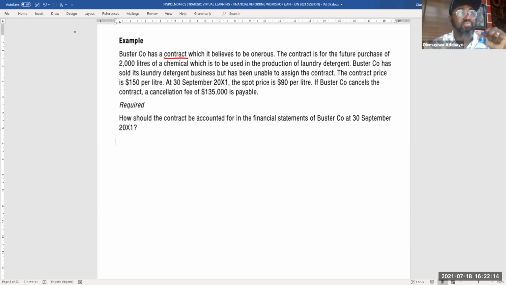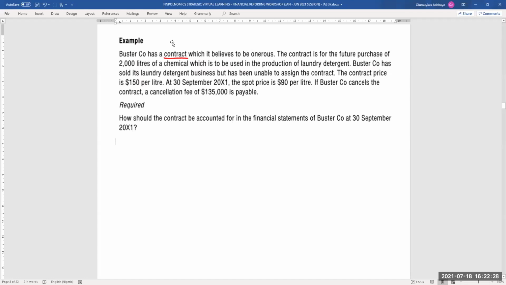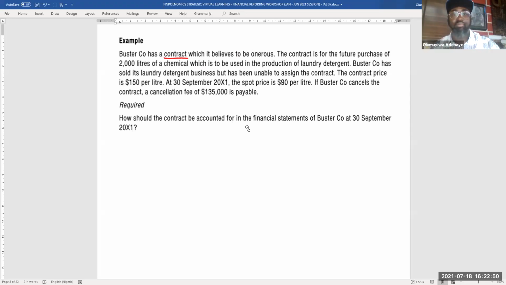What makes it onerous? The price of it already has the cancellation fee of 135 that is payable, and also the spot price has decreased to $90 per liter. So even if you want to sell the liter of oil, the chemicals, you cannot sell it below that spot rate, which is the current price, which actually has already paid about $150 for.